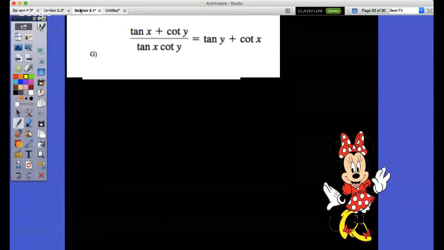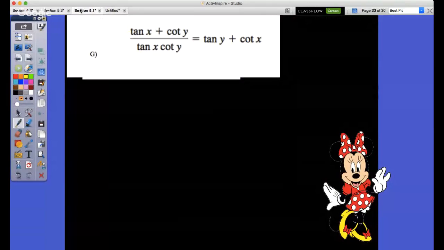Okay. I do want to do this one. I actually messed up on this on the answer sheet. I looked at the problem thinking that it was x and x, but it was actually x and y. And so let's do it.